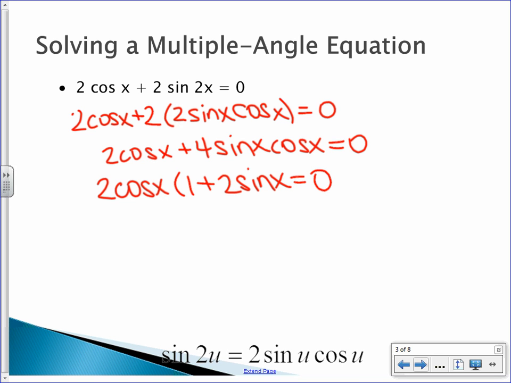Now what do we do? We have a product that equals 0. Each of them equals 0.